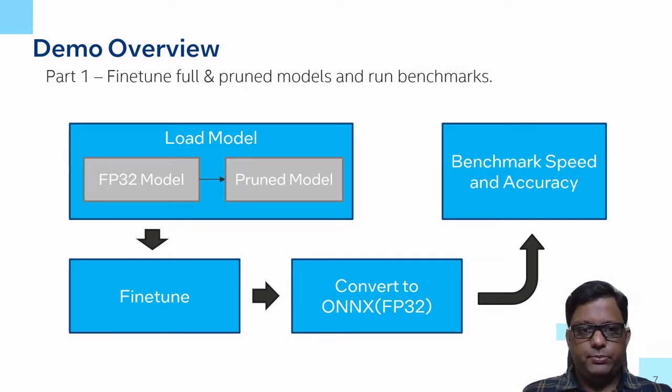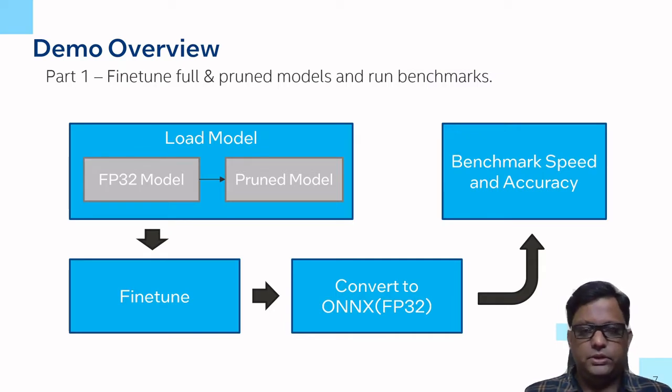So moving on to the demo. Let's get a brief overview of what we are going to do in this demo. We're going to load a full model, a 6-layer model in fact, and we're going to take that FP32 model, then prune some layers of it, essentially deleting the top layers of that 6-layer model.